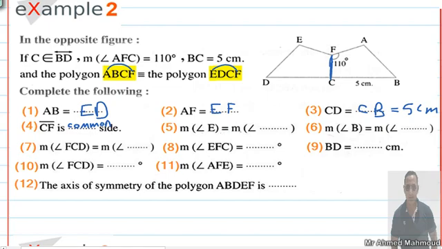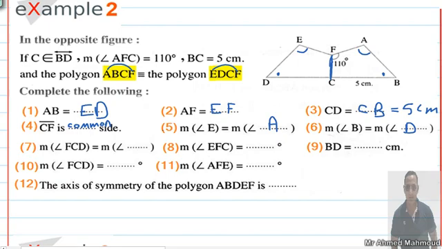Measure angle E equal to measure of angle what? Equal to measure of angle A. It's clear here, E equal to A. Okay, measure of angle B equal to measure of angle D. It's clear.